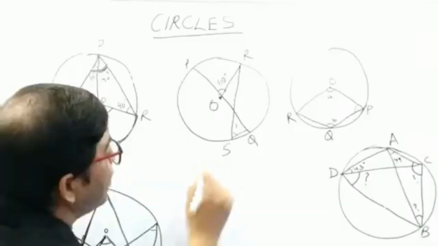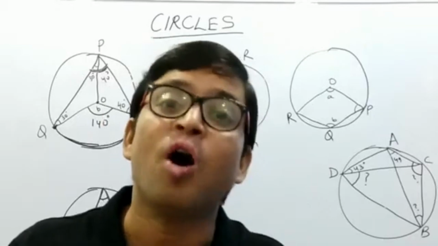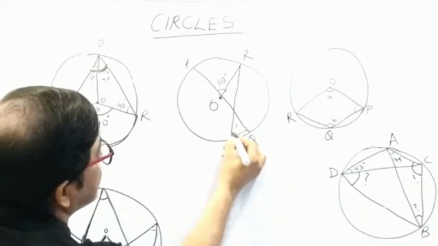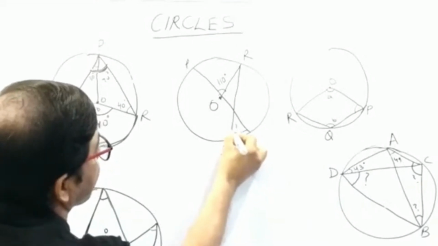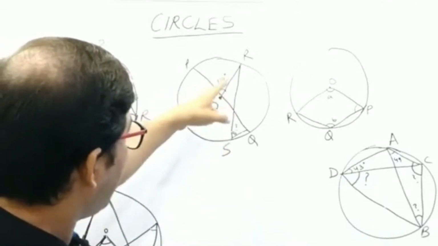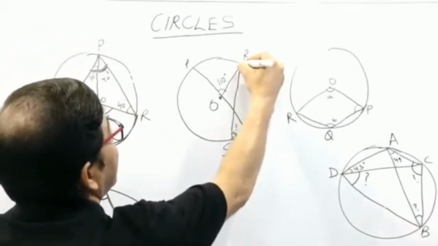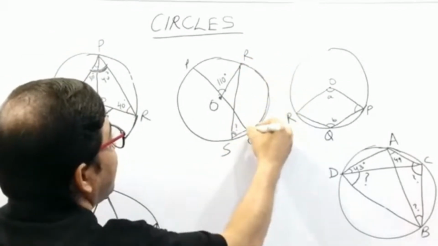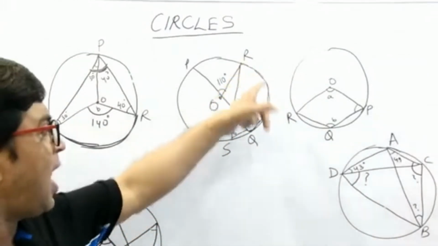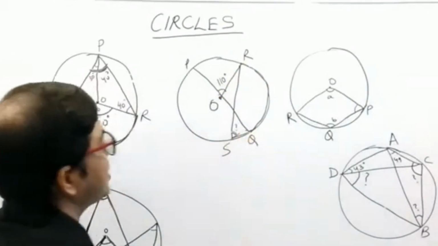Now jump to this question. The two things all the time I tell you, what you get and what you have to obtain. Two things very important. So I have to obtain the value of this angle. See, this angle, that means RSQ, is being made by the arc RQ. Now we have to say that RQ is making an angle at the circumference of the circle.